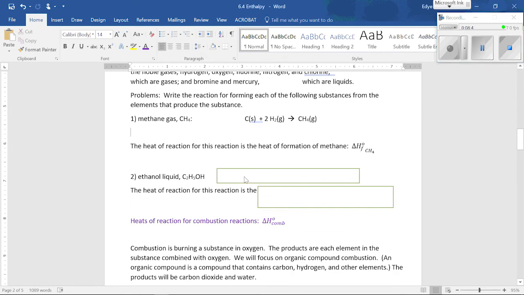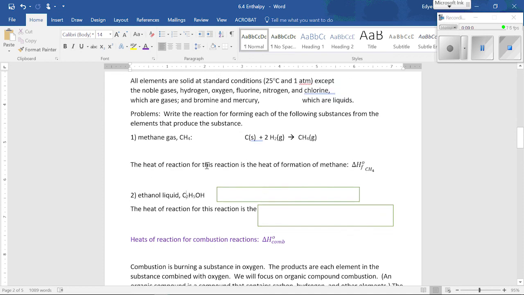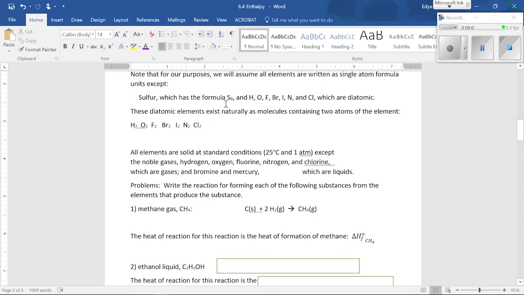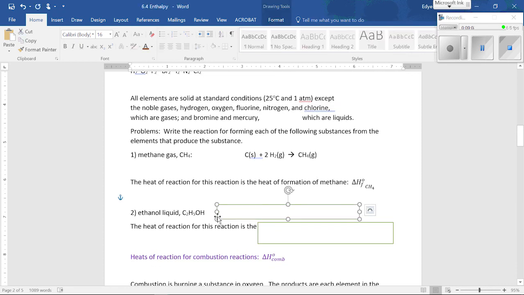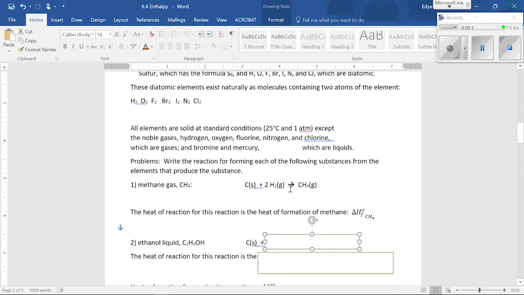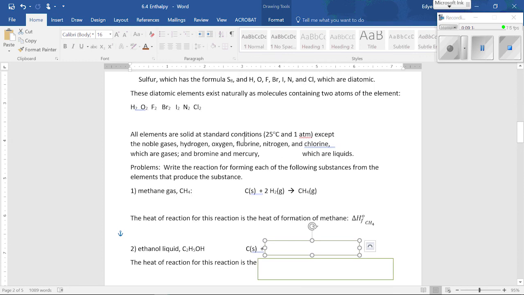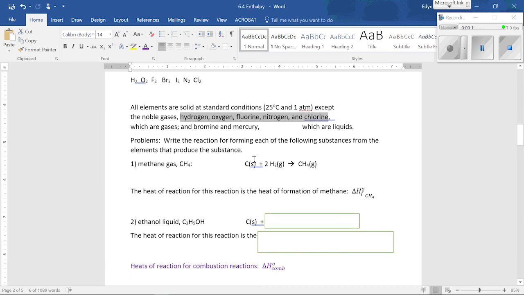Okay, next one. Forming ethanol from its elements. So I want you to write the reaction for forming ethanol from its elements. So first identify the elements. We've got carbon, hydrogen, oxygen. Carbon is not sulfur or Hofbrinkel. So carbon is single element, single atom element. It is a solid because it is not one of these. It's not a noble gas, it's not one of these, it's not bromine or mercury, so therefore carbon is a solid.